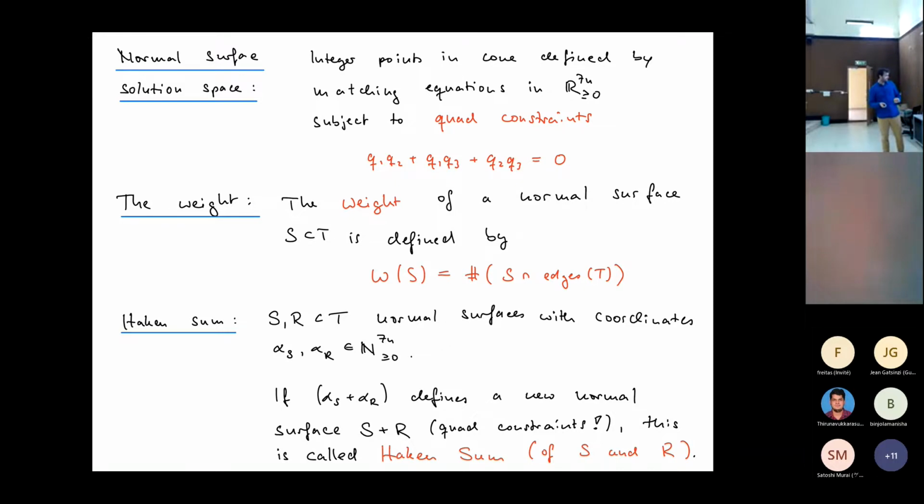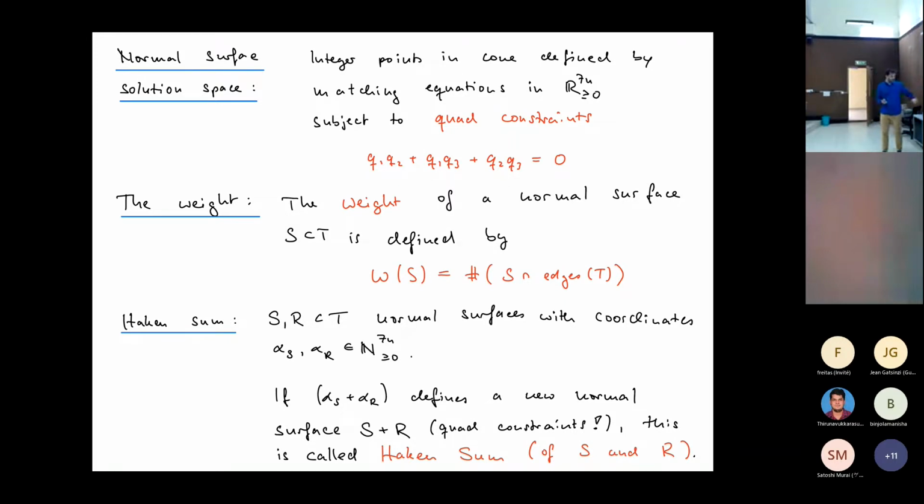There's another two separate things that are important later on. There's the weight of a normal surface, which is just the number of points, the number of times it intersects the one skeleton of the triangulation. Right? So we have our surface, it intersects the one skeleton in points, it's in general position. And if we sum them all up, we get the weight of the surface. We can also have the weight of edges individually.